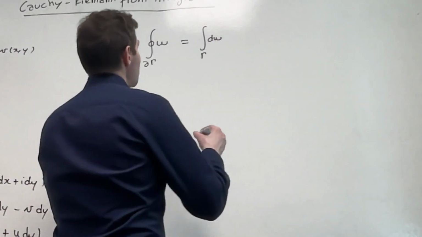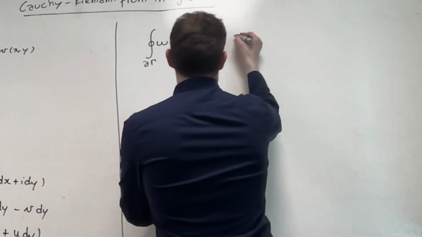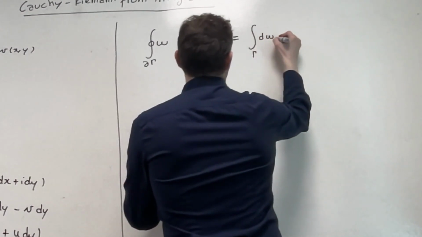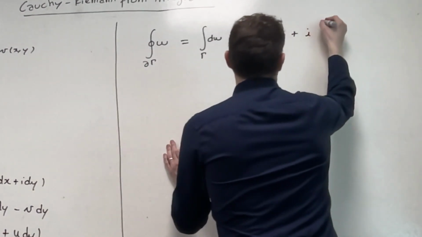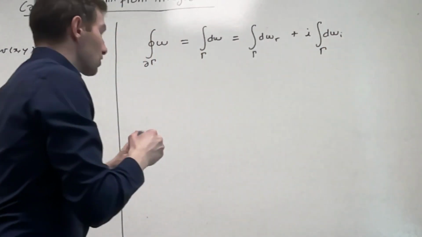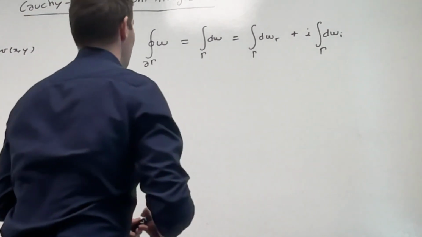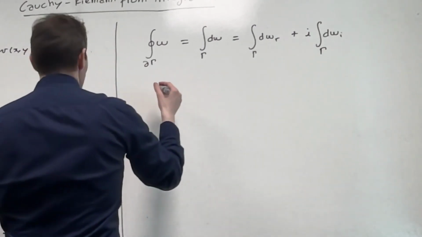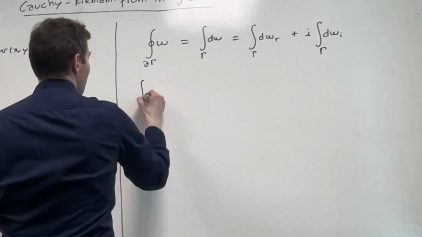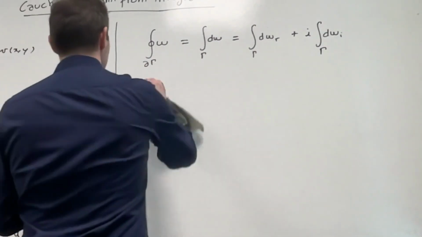Now, one of the things we can see is that, of course, it can be split into the real and imaginary parts, so it's going to be d omega R plus i d omega I over gamma. Okay, and so I'm going to evaluate these integrals separately, and we're going to see what these things look like. So for example, let's calculate d omega R first.